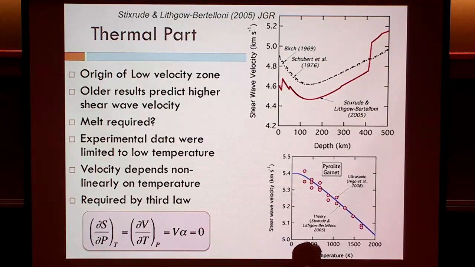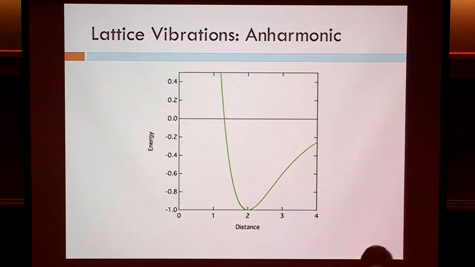Okay, so we need some physics. Obviously, we need to put some physics into the thermal part, and this is one part of the fundamental thermodynamic relation where we can put in some physics. And so let's look at what temperature is doing to the material. What it does is it causes the atoms to vibrate. And this is one way of looking at those vibrations. What I'm doing here is plotting the energy of the crystal as a function of interatomic distance.